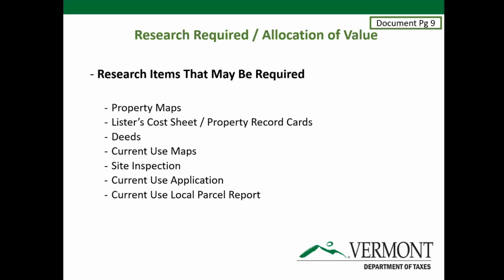But I think the piece that's most often missed in current use review is the site inspection. There are pieces that might require you to go out in person and see exactly what the condition of the property is, particularly for the excluded portion of the property. And we'll talk about that more.